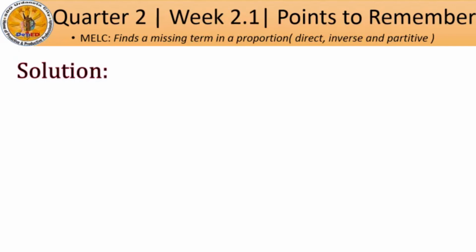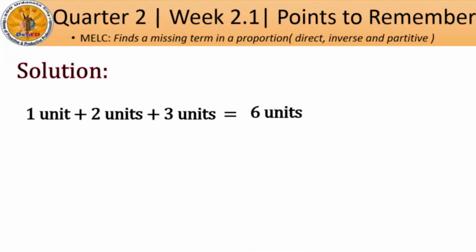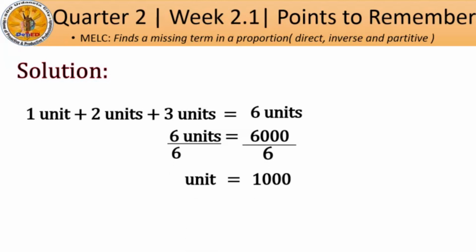Let us now solve the problem. First step is to add all the units. We have 1 unit plus 2 units plus 3 units is equal to 6 units. Then 6 units is equal to 6,000. Divide both sides by 6. So we have 1 unit is equal to 1,000.